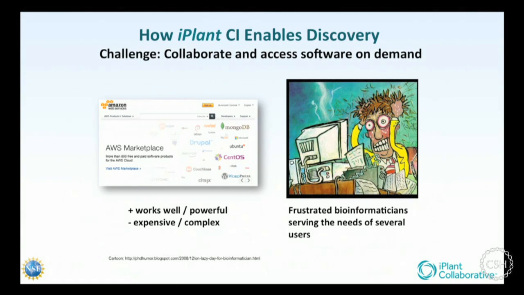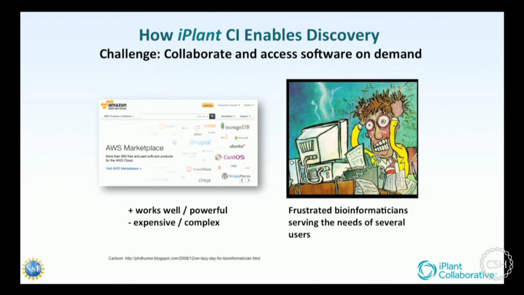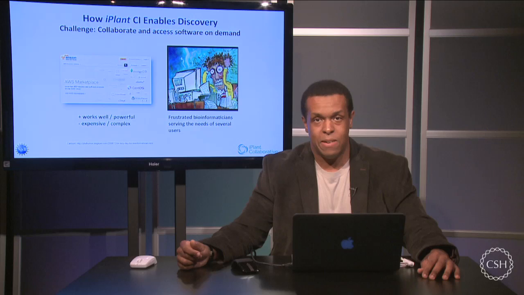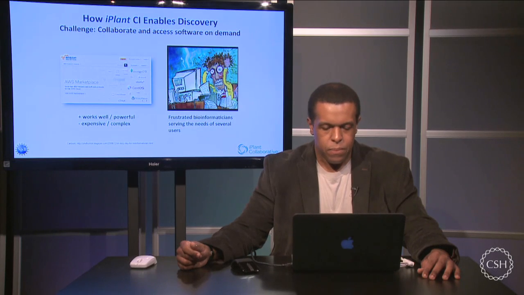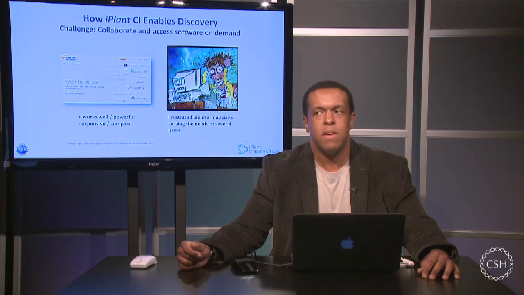The other challenge that we try to address is the challenge of collaboration and also software on demand. And this is really something that has been furnished by cloud computing. One of the successes in the commercial marketplace has certainly been Amazon Web Services. It works very well. It's pretty powerful, but some of the shortcomings are that it's quite expensive to do your research that way, and it also can be very complex to get started. Another related challenge is the frustrated bioinformaticians who are trying to develop and service software communities. They've developed various tools and they want to make them available to people.